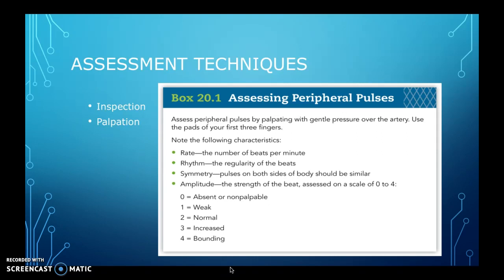So you're going to start with the carotid artery. You're going to palpate it on one side, then you're going to compare it to the other side. And the same with all of your pulses, your radial, your brachial. Again, all of your pulses, you're comparing the left and right. Pulse strength is assessed on a scale of 0 to 4. So 0 being no pulse and 4 being a bounding pulse.